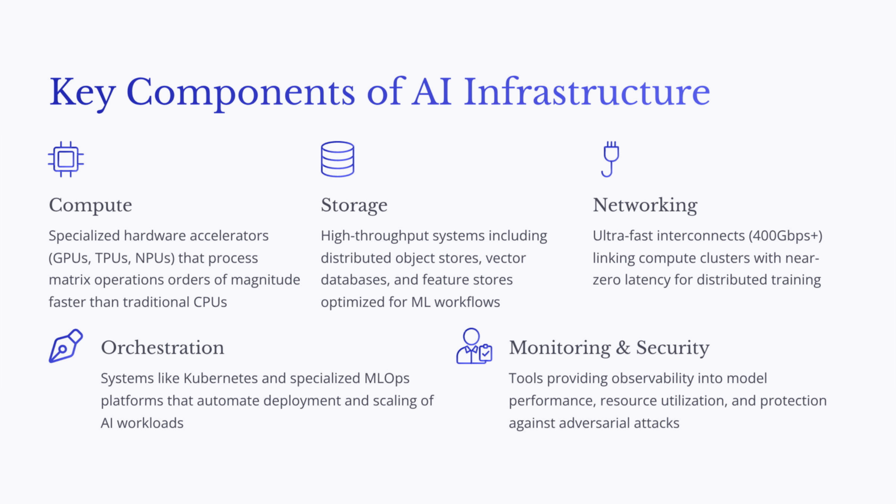Third, networking, ultra fast interconnects, sometimes 400 gigabits per second or more, allowing thousands of accelerators to communicate in near real time during distributed training. Fourth, orchestration, tools like Kubernetes and MLOps platforms that automate scaling, deployment, and lifecycle management. And fifth, monitoring and security, the guardrails that provide visibility into performance, detect drift, and defend against adversarial attacks.